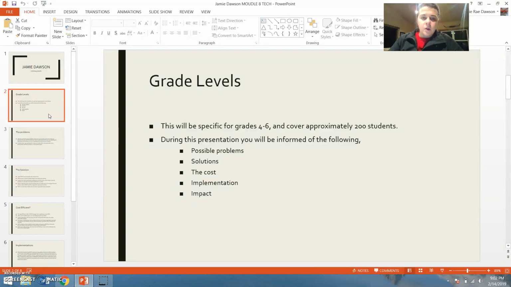So what I'm going to do here is go through what my handout would be, and then I'll actually post this on there also. During this presentation, you will be informed of the following: the possible problems this could cause, the solutions, the cost of what these will cost, the implementation of it, and the impacts that what I want to add to our school district will achieve.